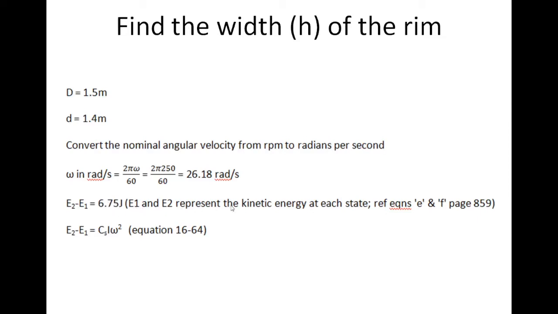And again, E1 and E2 represent the kinetic energy at each state, and you can do some math to calculate these values. Those equations are given as equations E and F on page 859. So the equation that we're going to use here is E2 minus E1 is equal to Cs I omega squared, equation 16-64. So we know E2 minus E1, we know Cs, and we know omega. So we're going to rearrange this to solve for this I value.